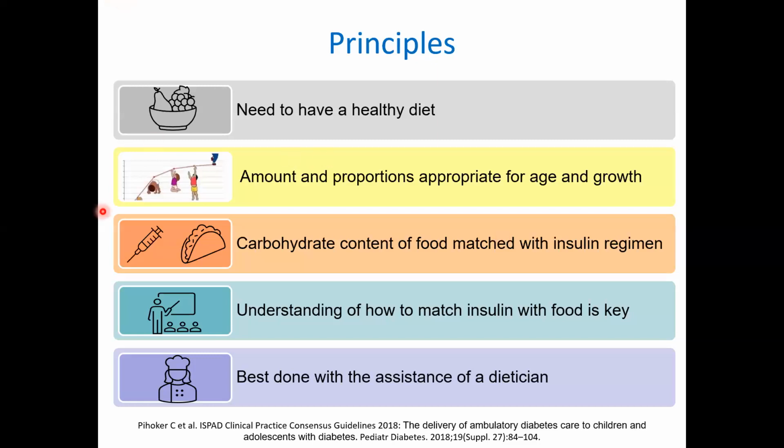So it's important to consider the amounts and proportions that they're taking, which should be appropriate for age and growth. The carbohydrate content of the food should be matched with the insulin regimen. It's important to understand how to match the insulin with the food, and we need to educate the patients as well. And of course, all this is best done with the assistance of a dietitian. So you need to have a dietitian in your team.